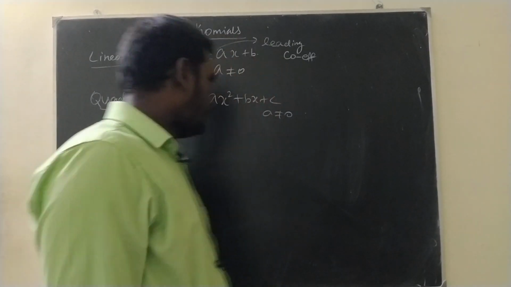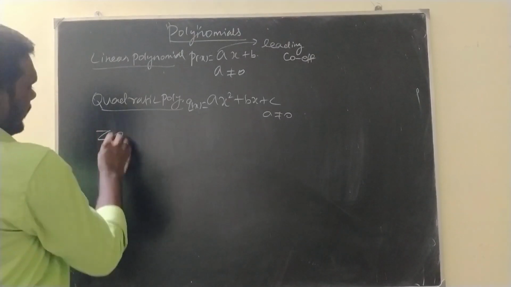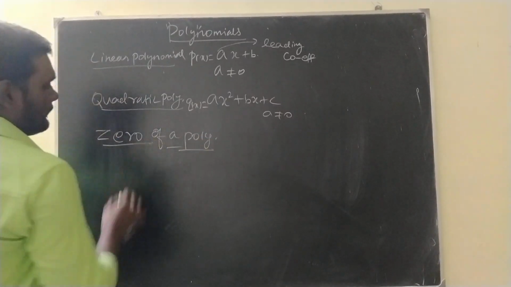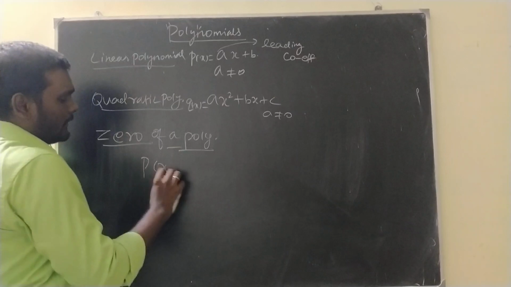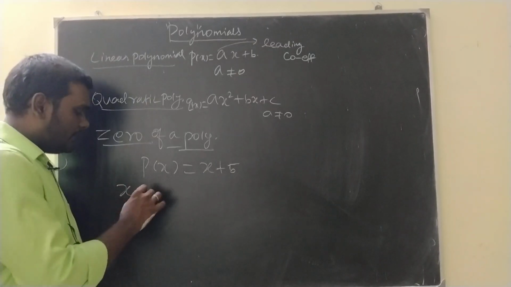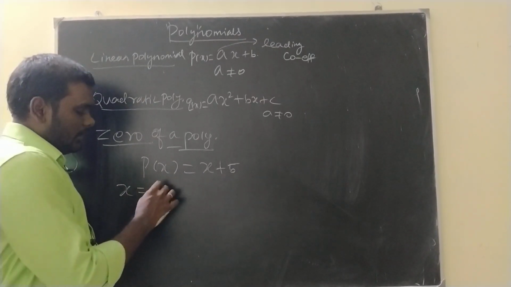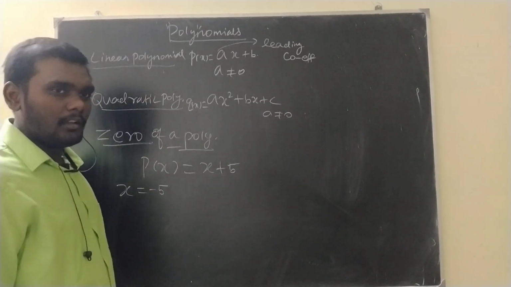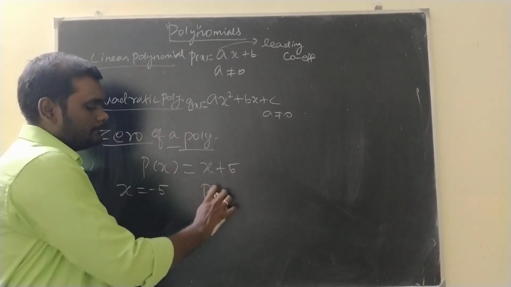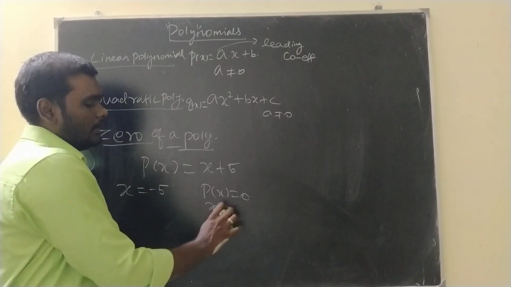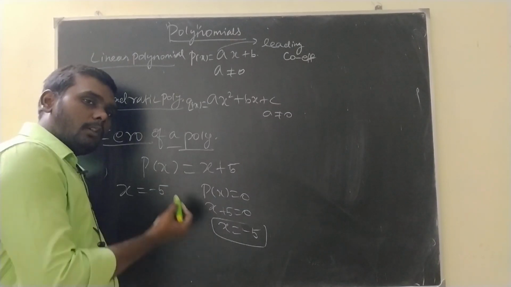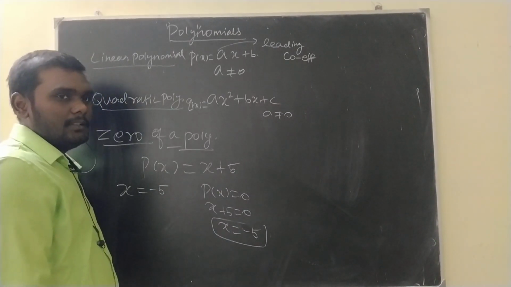Also, we see the 0 of a polynomial. What is the 0 of a polynomial? In 9th class, you have studied, I think. For example, p of x is equal to x plus 5. What value of x makes this polynomial 0? Negative 5. How did we find it? Simply p of x equals 0, that means x plus 5 is equal to 0, so x equals minus 5. The value of x for which the polynomial becomes 0 is called the 0 of the polynomial.